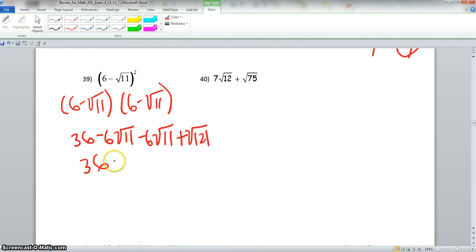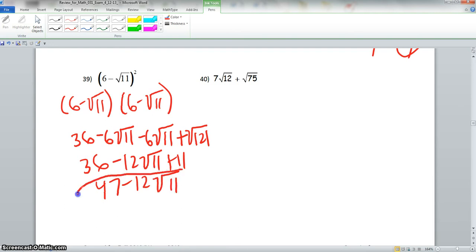So we had 36 minus 12 square root of 11 plus 11. 36 plus 11 is 47 minus 12 square root of 11. And this is our final answer.